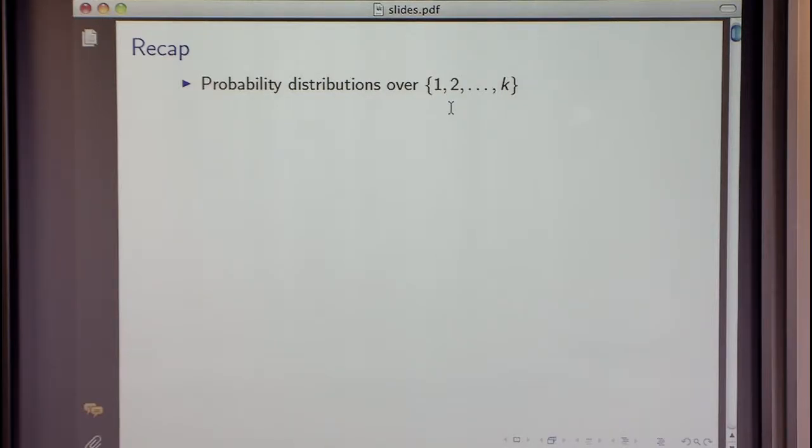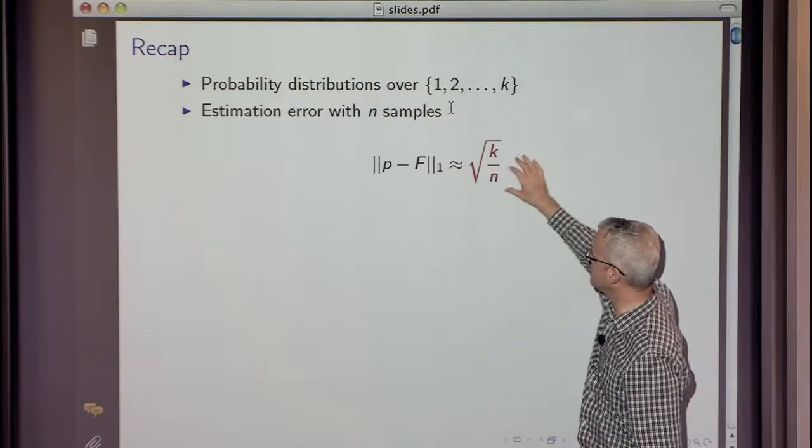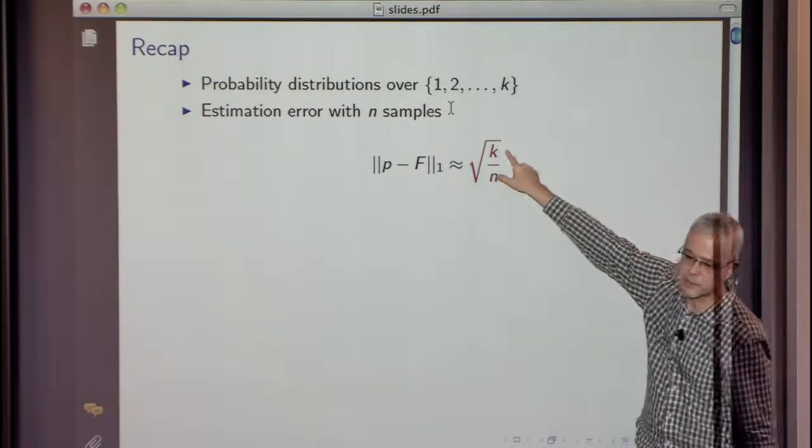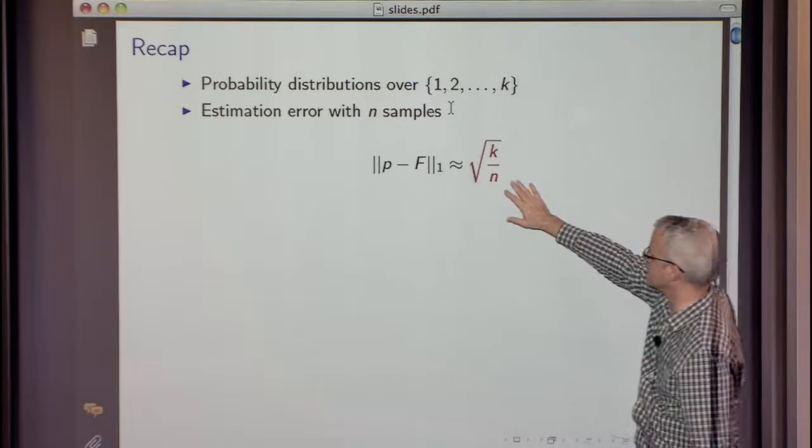And we're interested in estimating distributions now of a large alphabet, not alphabet of size 2, but large alphabets like English, like 500,000. So we have a distribution over k symbols. And then we said that the L1 distance behaves just like it did with the binary case, 1 over square root of n, except now it's square root of k over n. Okay. So when you look at it, you already see that this is bad. That's why it's in red.